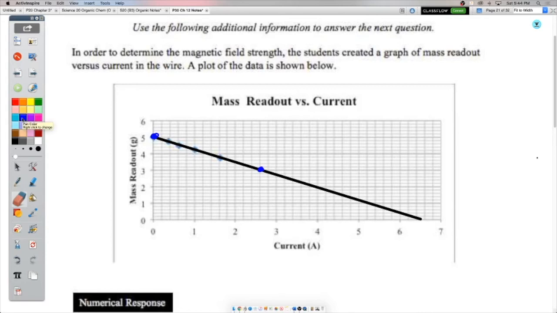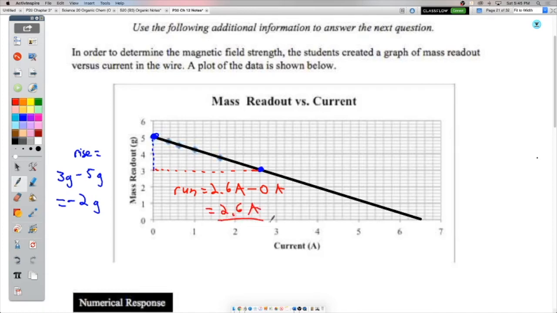So let's first find our rise. We actually are going to have a negative rise here. Just keep in mind when we go to actually find our magnetic field strength, since we're finding the magnitude, we won't really use those negatives. But our rise would be 3 grams minus 5 grams, which equals negative 2 grams. Our run, we go from 0 to 2.6. So our run is 2.6 amperes minus 0 amperes. Our run is 2.6 amperes.